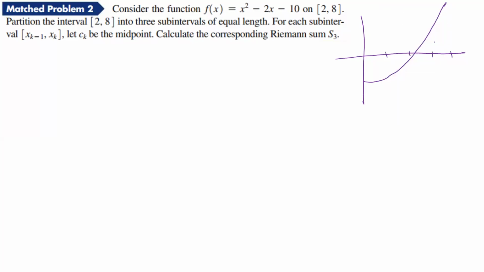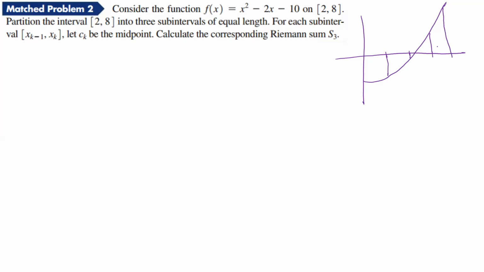Anyway, so now what we're supposed to do is split it into equal intervals, 3 of them from 2 to 8. So here's 2, 4, 6, 8. So 1, 2, 3. So it looks like something like that. So we have 1 interval, then we have 2 intervals, and then the third interval.